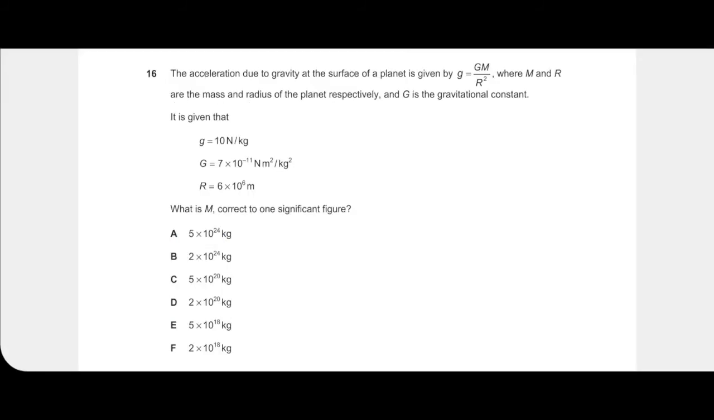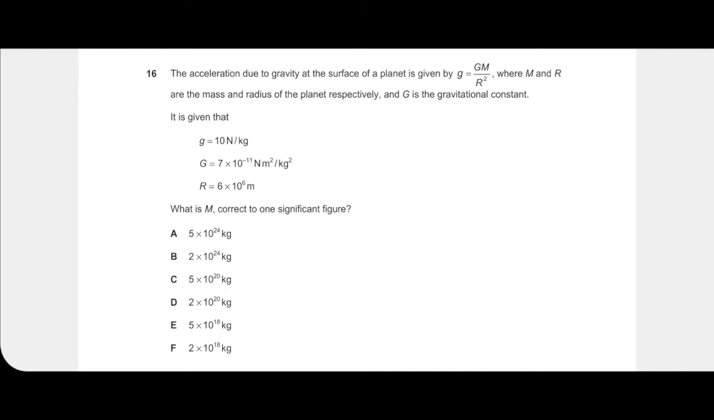Question number 16. The acceleration due to gravity at the surface of a planet is given by g equals capital G M over R squared, where M and R are the mass and radius of the planet respectively, and G is a gravitational constant. Given that little g is 10 newtons per kilogram, G is 7 times 10 to the minus 11 newton meters squared per kg squared, and R is 6 times 10 to the 6 meters. What is M correct to one significant figure?